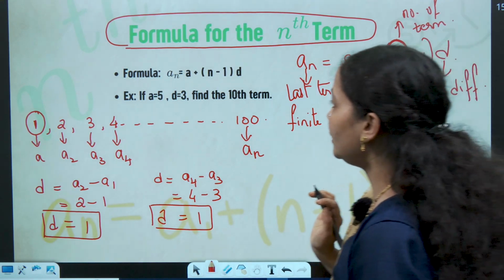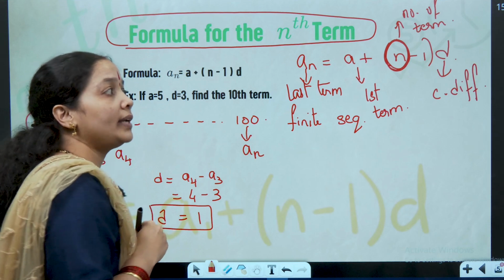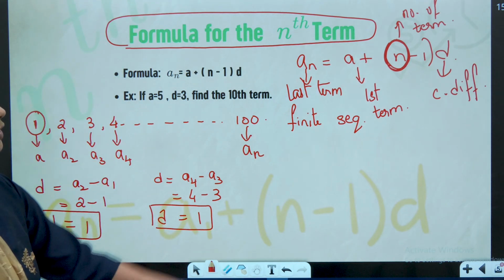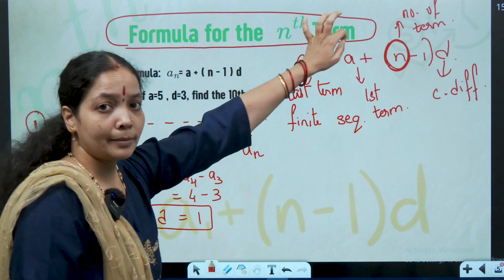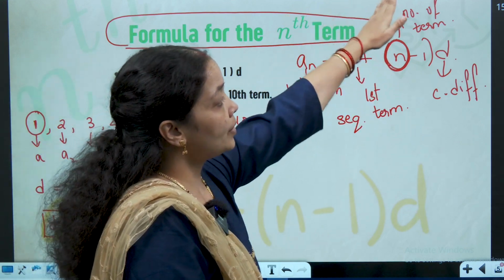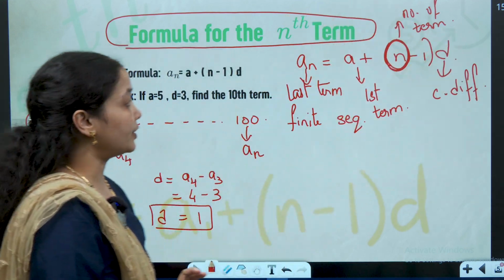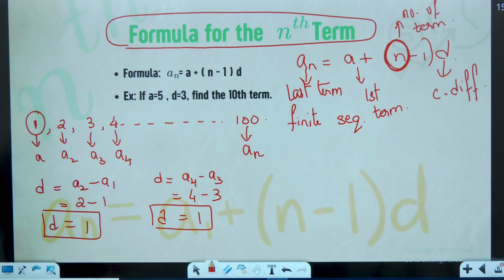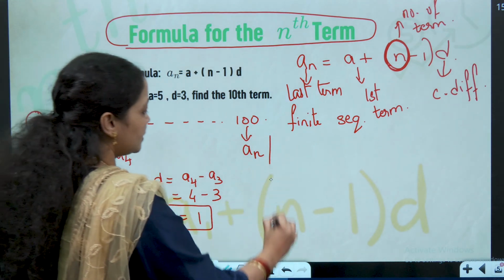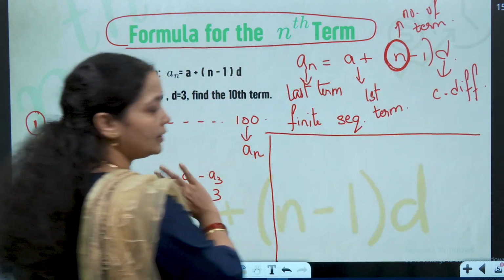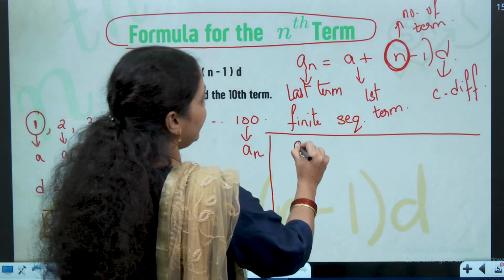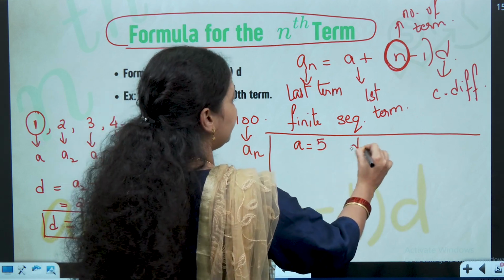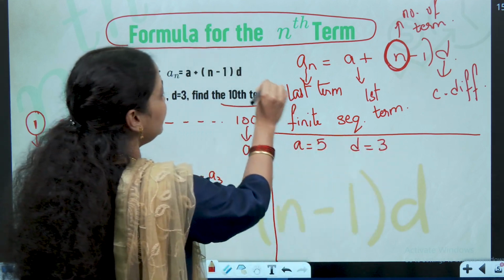So what is the formula letting us know? An equal to a plus n minus 1 into d, where an is the representation of last term, a is the representation of first term, n number of terms, and d is your common difference. There's a question asked here. Let me do it in that small box. Here they are asking us, a is given, d is given. A is 5 and d is 3. They are asking us to find the 10th term.